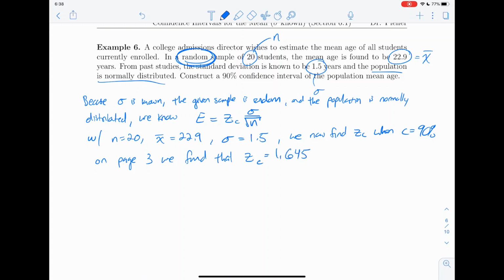we found that in this case, z sub c was 1.645. So the formula for the margin of error is E equals z sub c times sigma over the square root of n. This is going to be 1.645 times sigma, which was 1.5, over the square root of 20. And if you go through that computation, we'll get approximately 0.6. So now that we have the margin of error, we need to build out the confidence interval.